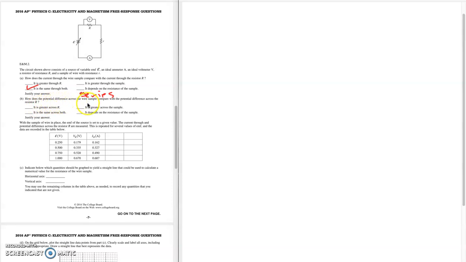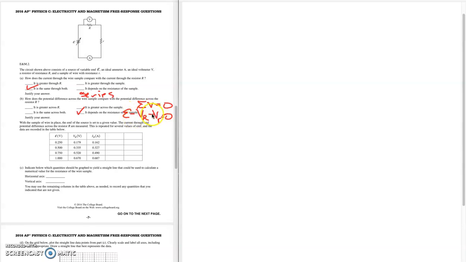How does the potential difference compare? Well, it depends on the resistance of the sample. Remember the Kirchhoff loop rule: add up all the voltages around the loop, and you end up at zero. So you go up through the battery, which is like a ladder, down through one resistor, which is part of a slide, down through the other resistor, which is part of the rest of the slide. And the relative sizes of the slides depend on the relative resistances. So we have battery minus resistor minus wire sample gets us back to zero.